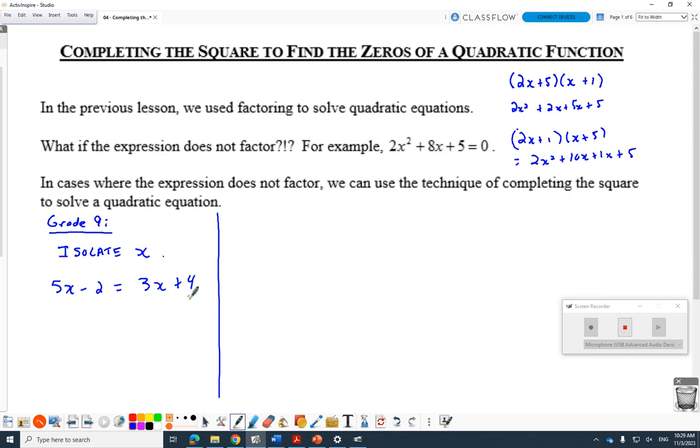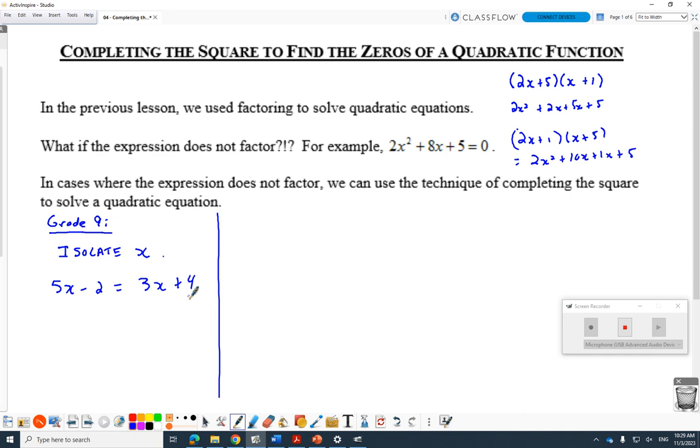Even if it was fairly complicated, something where there's x's on both sides and numbers on both sides, this is very scary in grade 9. Here comes the wisdom in grade 11, though. There's only one type of x term. With only one type of x term, isolate does work.